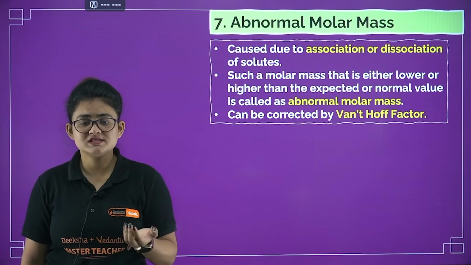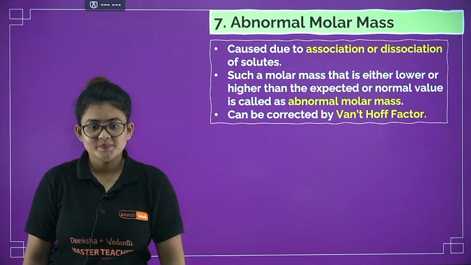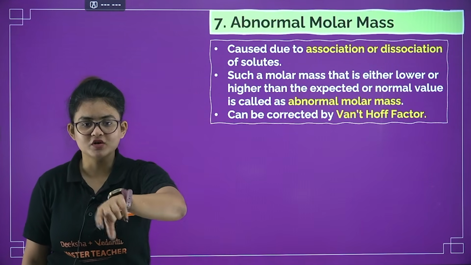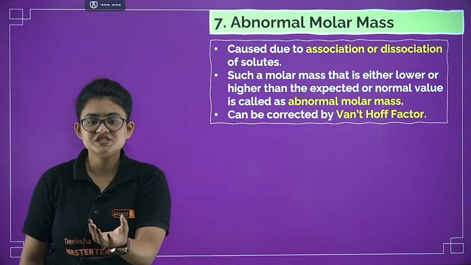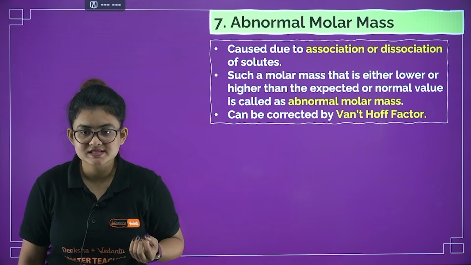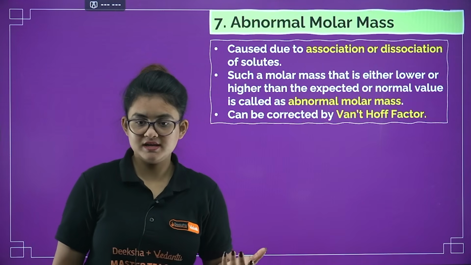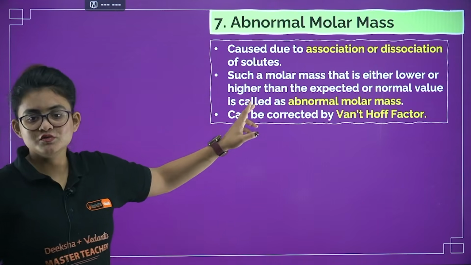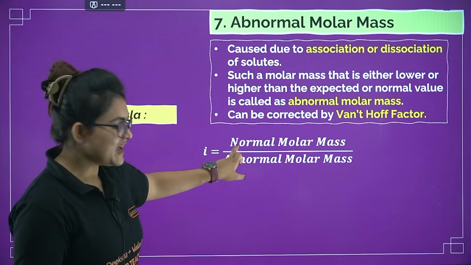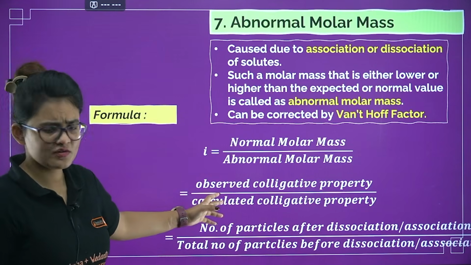Now let me give another example. Let's say you have acetic acid and you put it into water. Acetic acid will dimerize: two units of acetic acid will merge through hydrogen bonding, right? Association takes place. So this is abnormal molar mass. This can be corrected using the van't Hoff factor. Here i is the van't Hoff factor. Here comes the formula that can be used in general. You can make a note of it.